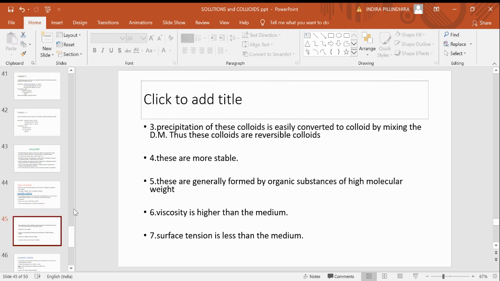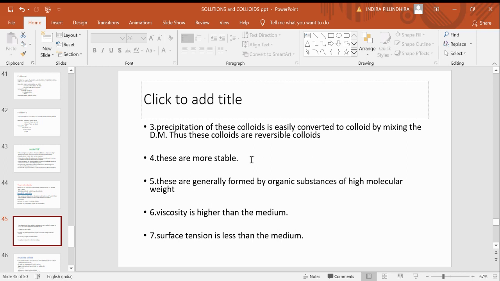So the third point: the precipitation of these colloids is easily converted to colloid by mixing the DM. The DM here is the water. Just by mixing the water, it has come back to its original state. Thus these colloids are reversible. Again, if it becomes dry, then by adding water it will come back to the original. We can do this a number of times and easily get back its original state. That's why these are all reversible colloids.